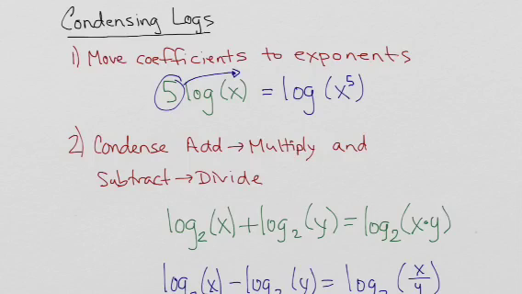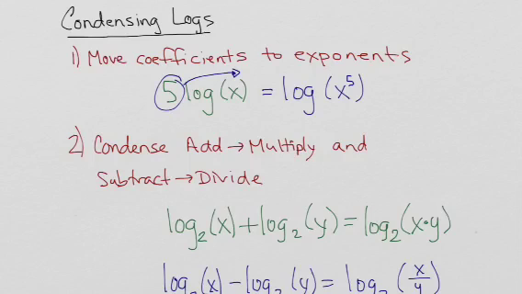So today we're going to talk about condensing logs. And that's basically, we're going to reverse the process that we did the last couple of days, where we were expanding logs. So now we're going to go backwards. All right, so basically a two-step process. First step, we're going to move the coefficients back to being exponents. That was the last thing we learned about yesterday.